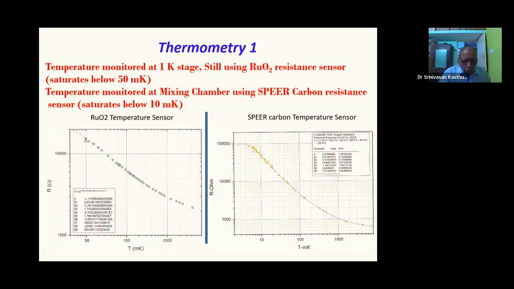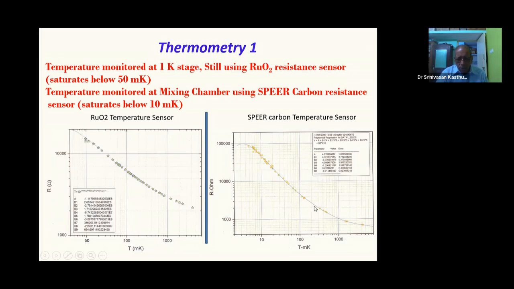Okay, you can do a fitting with a multiple coefficient formula, where a multi-dimensional polynomial can be used for fitting, and then you can measure the temperature. In a similar way, you can also use a Spears carbon temperature sensor, and for the Spears carbon temperature sensor, again, you have the fitting done.